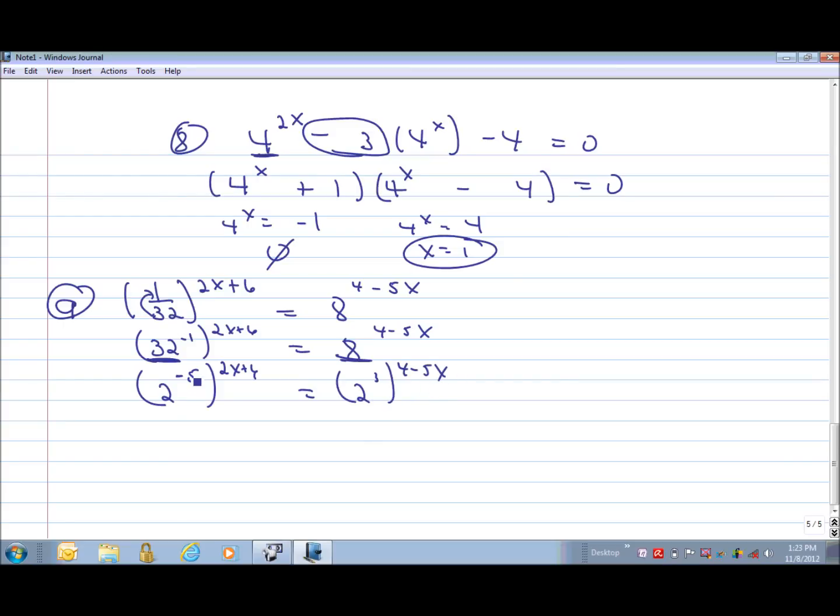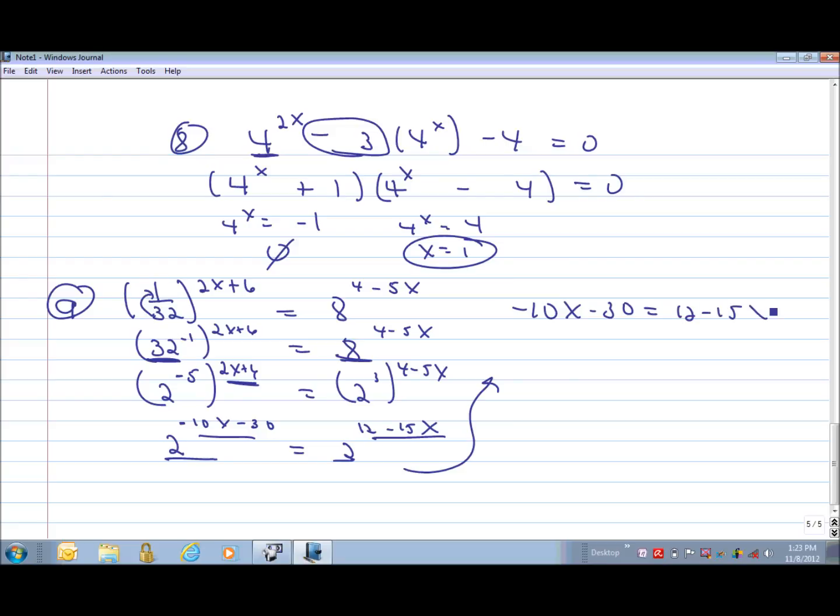All right, now if I have a power to a power, I just multiply. Be really careful over here that you multiply both. So I would get 2 to the negative 10x minus 30, and that would equal 2 to the, and 3 times 4 is 12, minus 15x. All right, and now I am 1 to 1, so I can just solve the exponents. I'm going to do that over here. So I have negative 10x minus 30 equals 12 minus 15x.